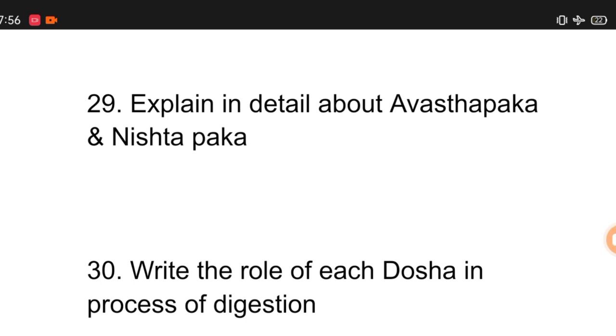First write what is Vipaka, the Nirukti of Vipaka in the introduction, and the types of Vipaka. Then write what is Avasthapaka and what is Nishtapaka. Write 5 points of each, and you will get marks.